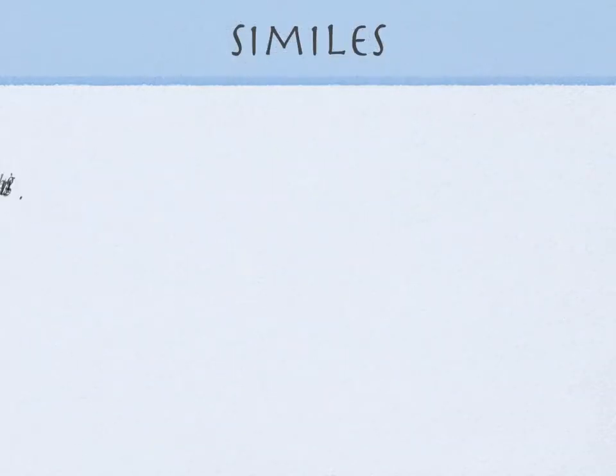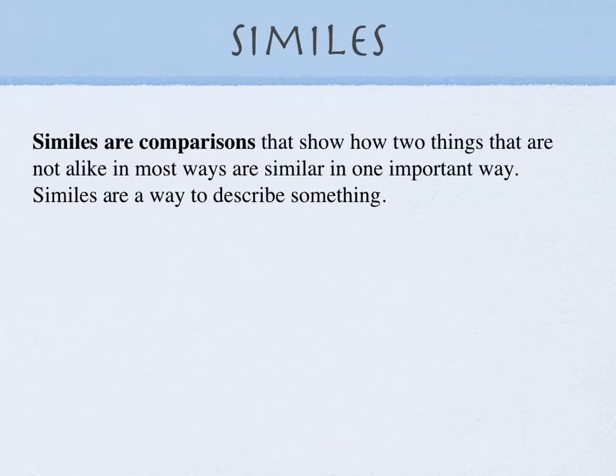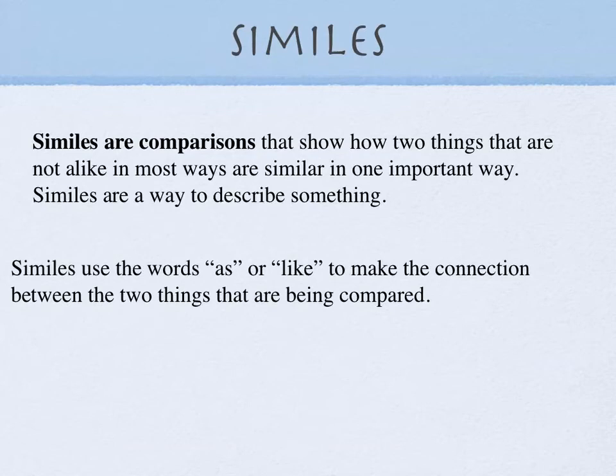The first one is similes. Similes are comparisons that show how two things that are not alike in most ways are similar in one important way. These are used as a way to describe something. Similes use the words as or like to make the connection between the two things that are being compared.